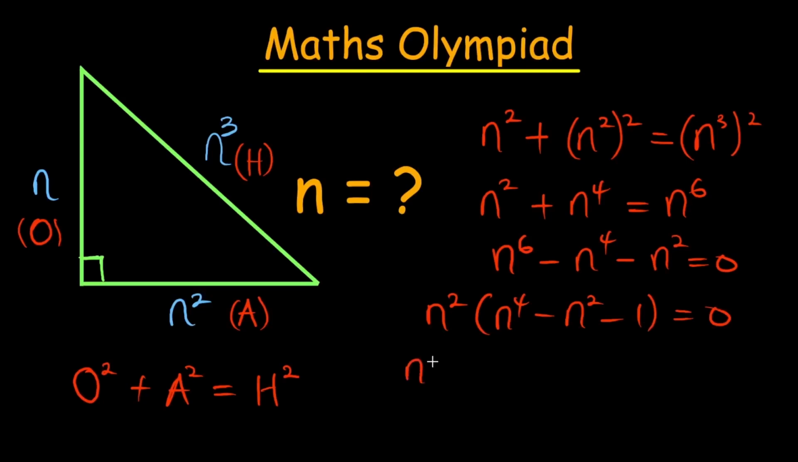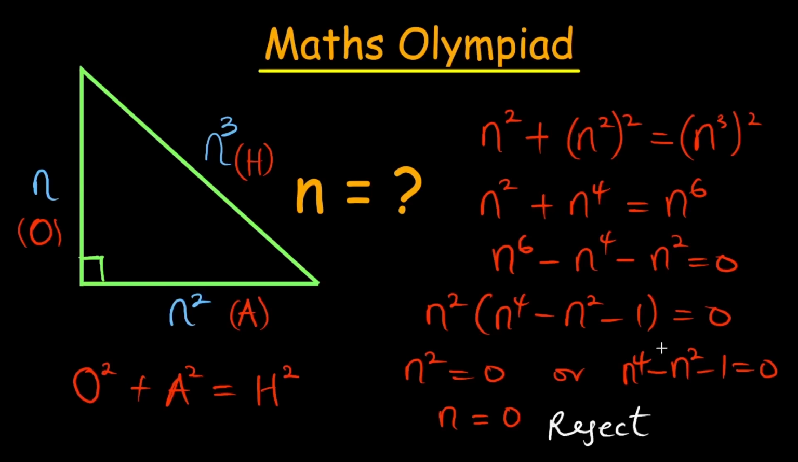And we have that n square equals to 0, or n to the fourth power minus n square minus 1 equals to 0. Okay, so now from here we have that n equals to 0. But then if we come back to this right angle triangle, n cannot be 0, right? So because of that, we are going to reject this particular solution. Then we are going to move on with this particular solution. Okay, so now I have that n to the fourth power minus n square minus 1 equals to 0.